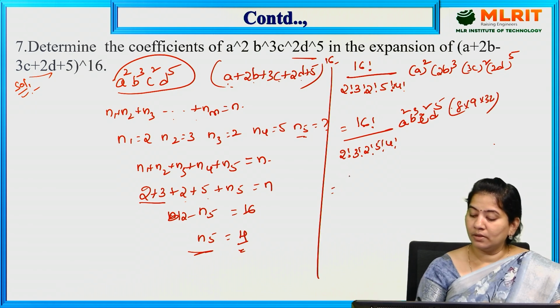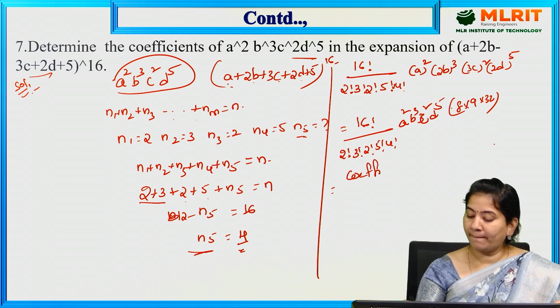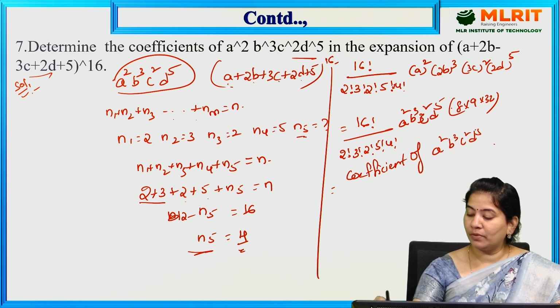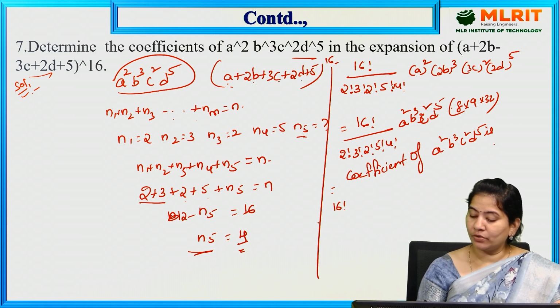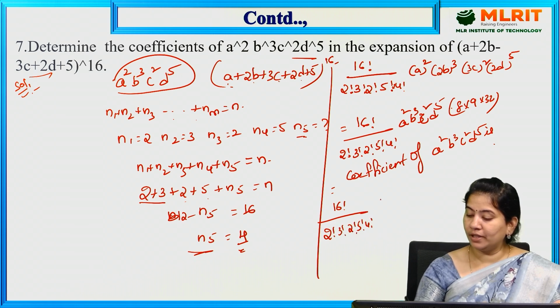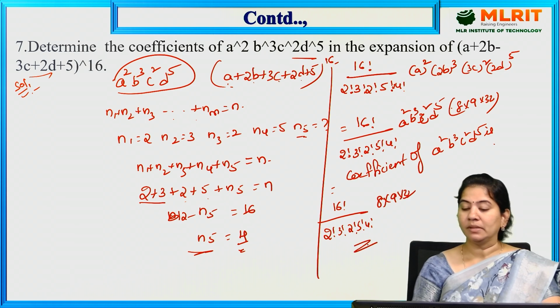So the coefficient of a square b cube c square d power 5 is 16 factorial over 2 factorial, 3 factorial, 2 factorial, 5 factorial, 4 factorial, times 8 into 9 into 32. So this is the answer.